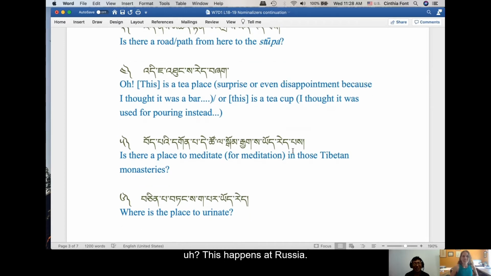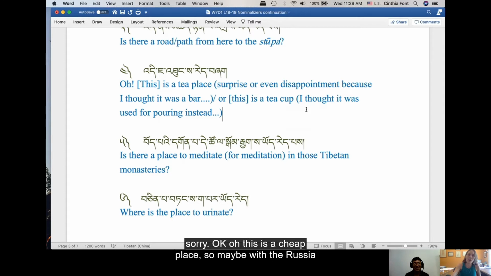Oh, this is a place. Oh, and that 6 shouldn't really be there. Sorry. Okay. Oh, this is a tea place. So maybe with the resha, it can mean a lot of different things, as I've written here kind of as a joke. It can be either a little bit of disappointment because maybe you thought it was a bar and you realize that it's only a tea shop, or also cha tungsa resha, for example.